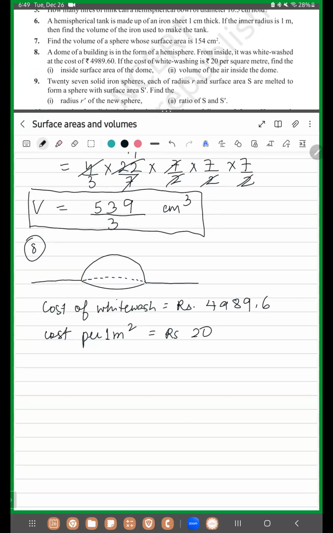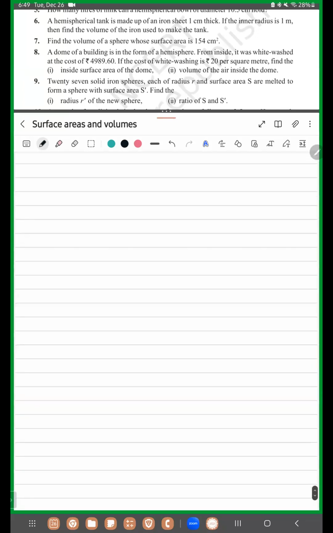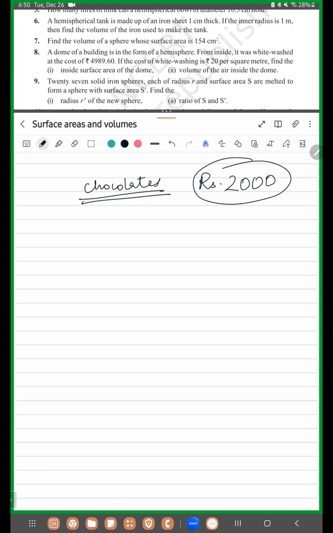Okay, see. So cost of whitewashing. If I forget about this dome right now, if I tell you that I went to the market and I bought a lot of chocolates, and I paid rupees 2000 in total for all the chocolates. And I'm telling you one more thing, that for one chocolate I paid rupees 20. Can you tell me how many chocolates I bought from this?